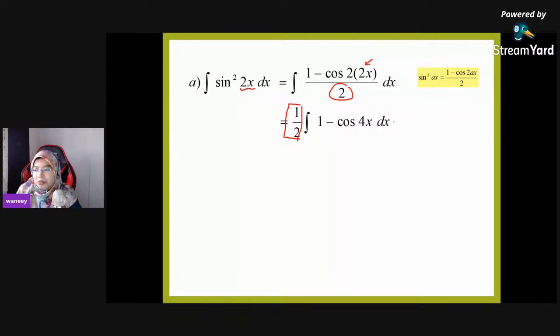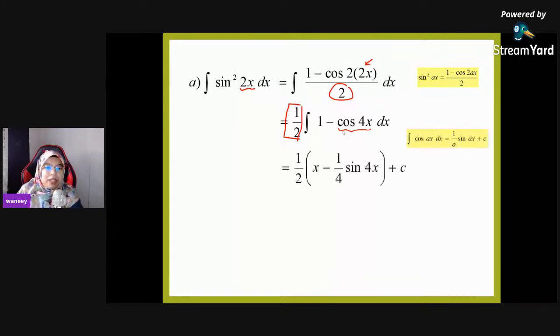And then we're going to integrate them slowly. Integrate 1, we are going to get x because this is a constant. So integrate 1, we are going to get x. Integrate a cos, we are going to get a sine. So sine of 4x over the coefficient of x, which is 4.